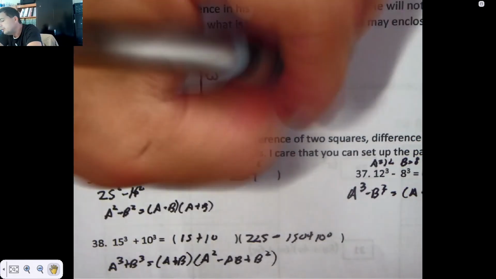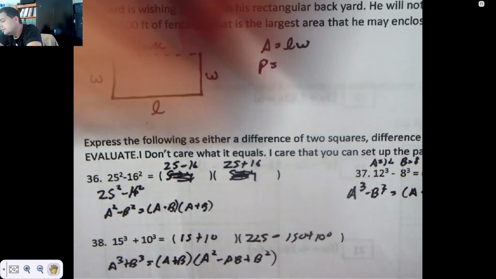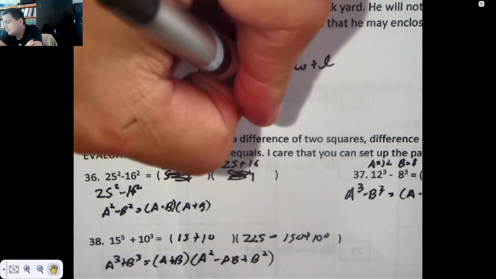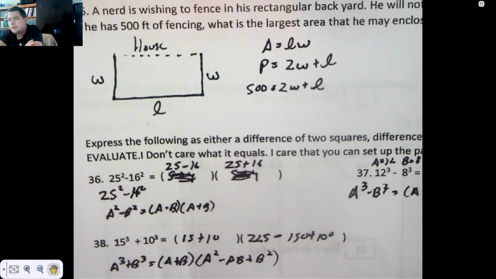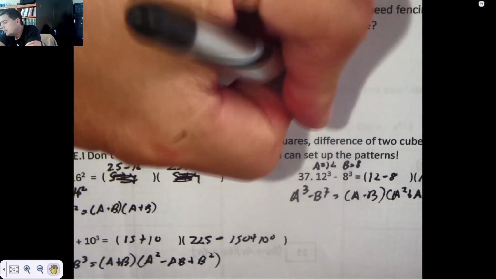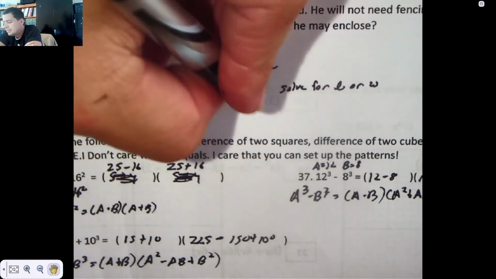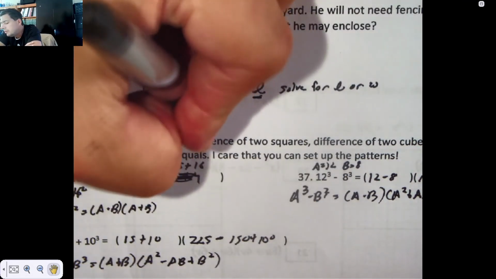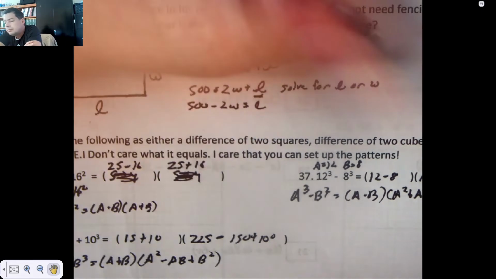The perimeter function, though: the perimeter is two widths plus a singular length. Normally it's two widths plus two lengths, but in the context of this problem, it's two widths plus a length. And I happen to know the perimeter. The perimeter is 500, so I can do replacement. Now I need to solve this for either length or width. It doesn't really matter which one, but it just makes sense to solve for length because it's easier. 500 take away twice my width is my length.